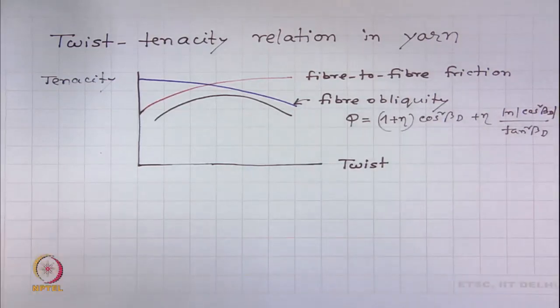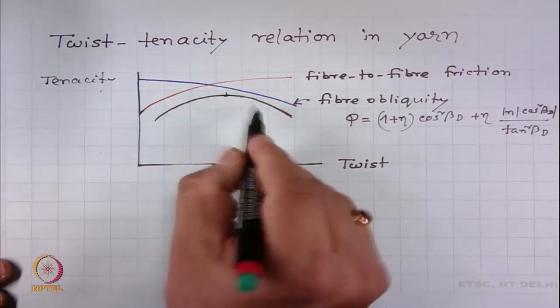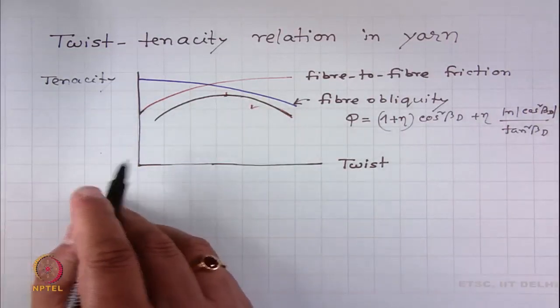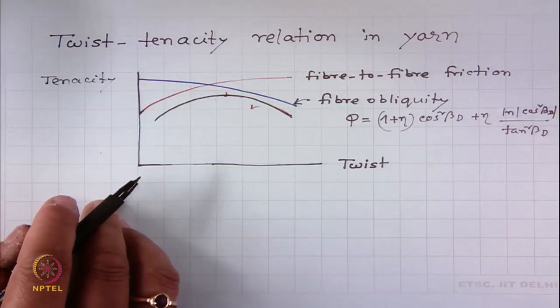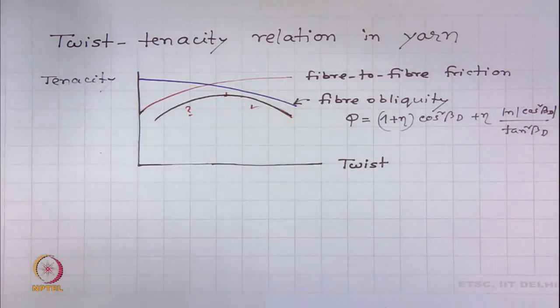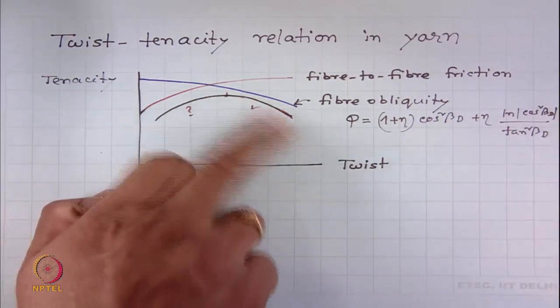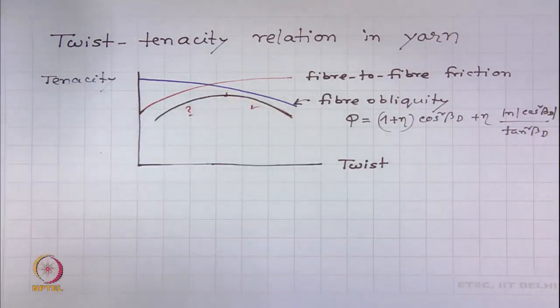So, in a twist tenacity curve, this part of the curve, the reason is understood. However, fiber to fiber friction and its effect on tenacity of yarn is still an unsolved problem in the theory of yarn. In future, one can attempt to solve this part of this curve theoretically. However, this part is theoretically solved. So, now we will proceed to solve numerical problems related to this module.